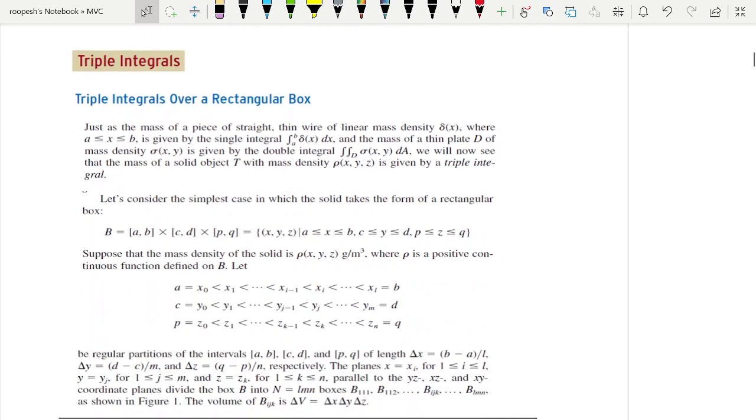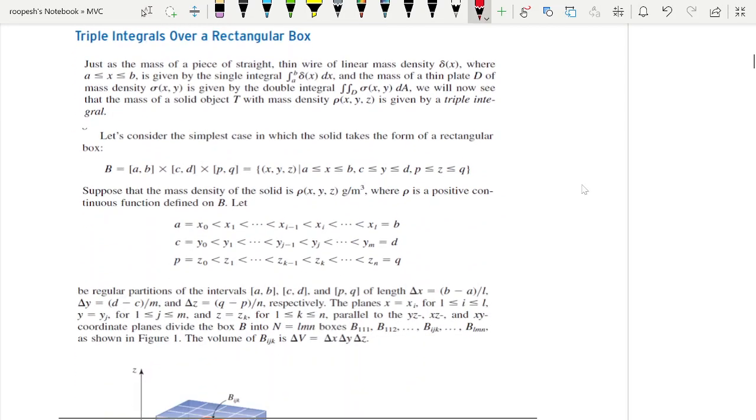Just as the mass of a piece of straight line with linear mass density delta x, where a is less than or equal to x less than or equal to b, is given by a single integral, right? This we have seen as a single integral. Now when moving to a double integral, it will be a double integral over D of sigma xy dA. Rho xyz is a triple integral. In triple integrals, instead of a rectangle we should consider a cube like this.